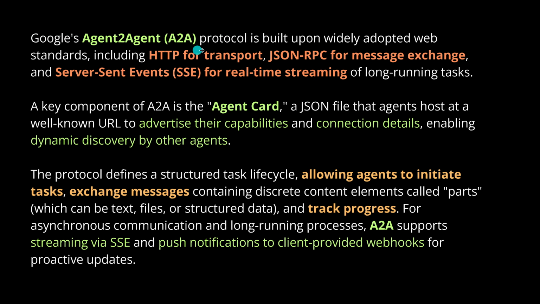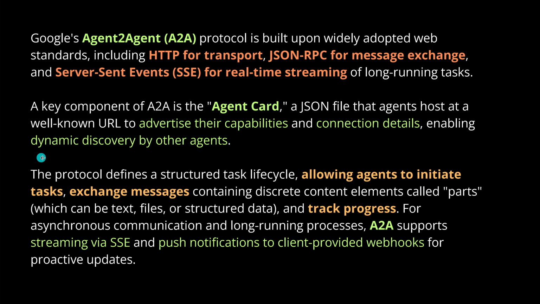Short summary: the Agent2Agent protocol is built around standards: HTTP for transport, JSON-RPC 2.0 for message exchange, and server-sent events (SSE) for real-time streaming. A key component is the agent card. This is simply a JSON file attached to the agent, visible to all the other agents, that is hosted at a well-known URL to advertise the capabilities of this specific agent and the connection details.